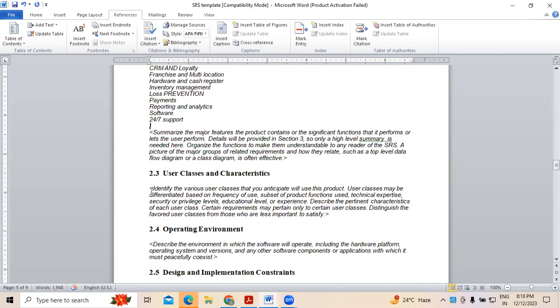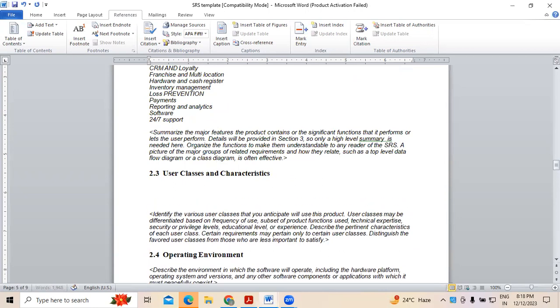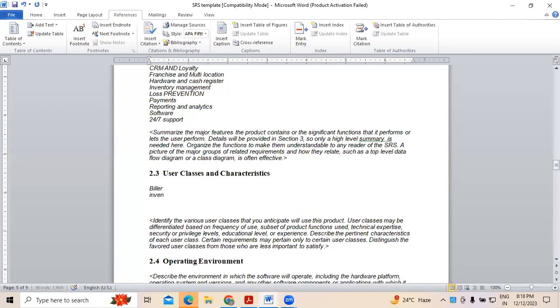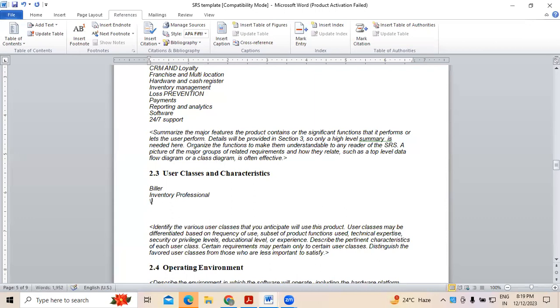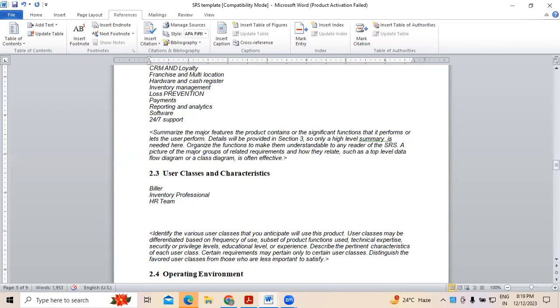Now, after that, user classes and characteristics. User classes and characteristics means who are the users here, because in the BRD document, if you remember, I have mentioned, for example, biller. Second, inventory professional, or else HR team. Next, store manager. Okay. Right. So what does the biller do? Biller is using our application or product, whatever it can be. I'm just writing, right?